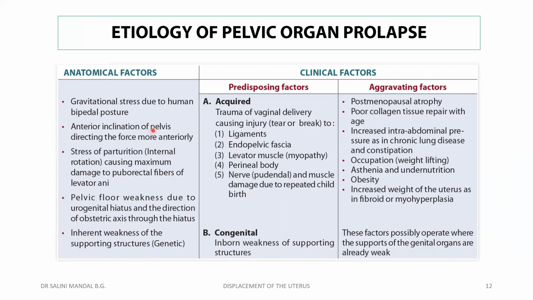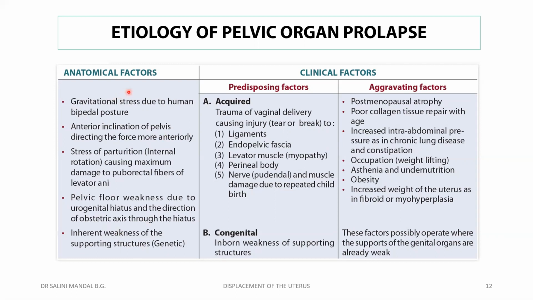So once again, the anatomical factors: the gravitational stress due to human bipedal posture, then anterior inclination of the pelvis, directing the force more anteriorly, then stress of parturition, and at that point of time there will be damage to the puborectal fibers of the levator ani. Next is the pelvic floor weakness due to urogenital hiatus and the direction of obstetric axis through the hiatus. Next is the inherent weakness of the supporting structures, which is basically genetic in nature.